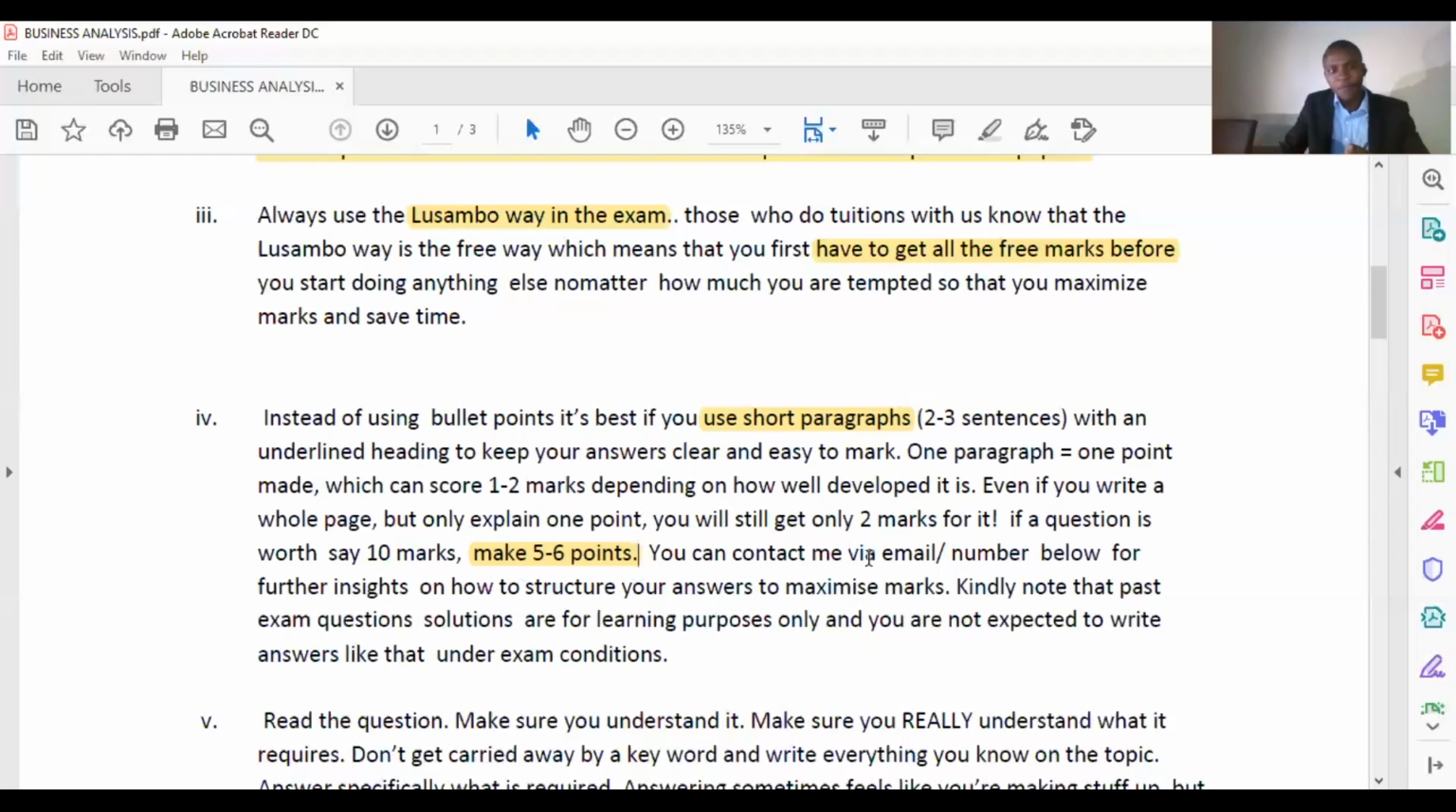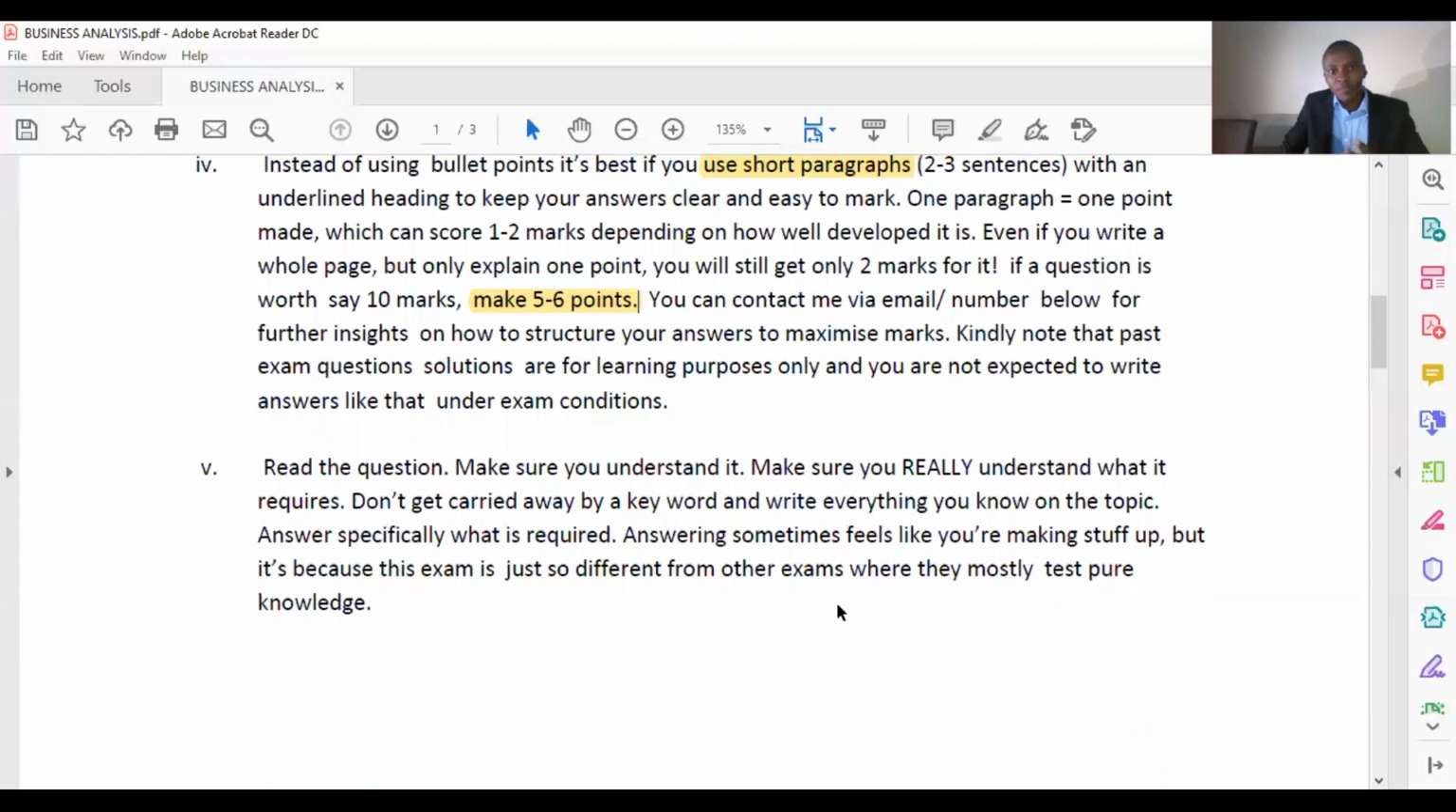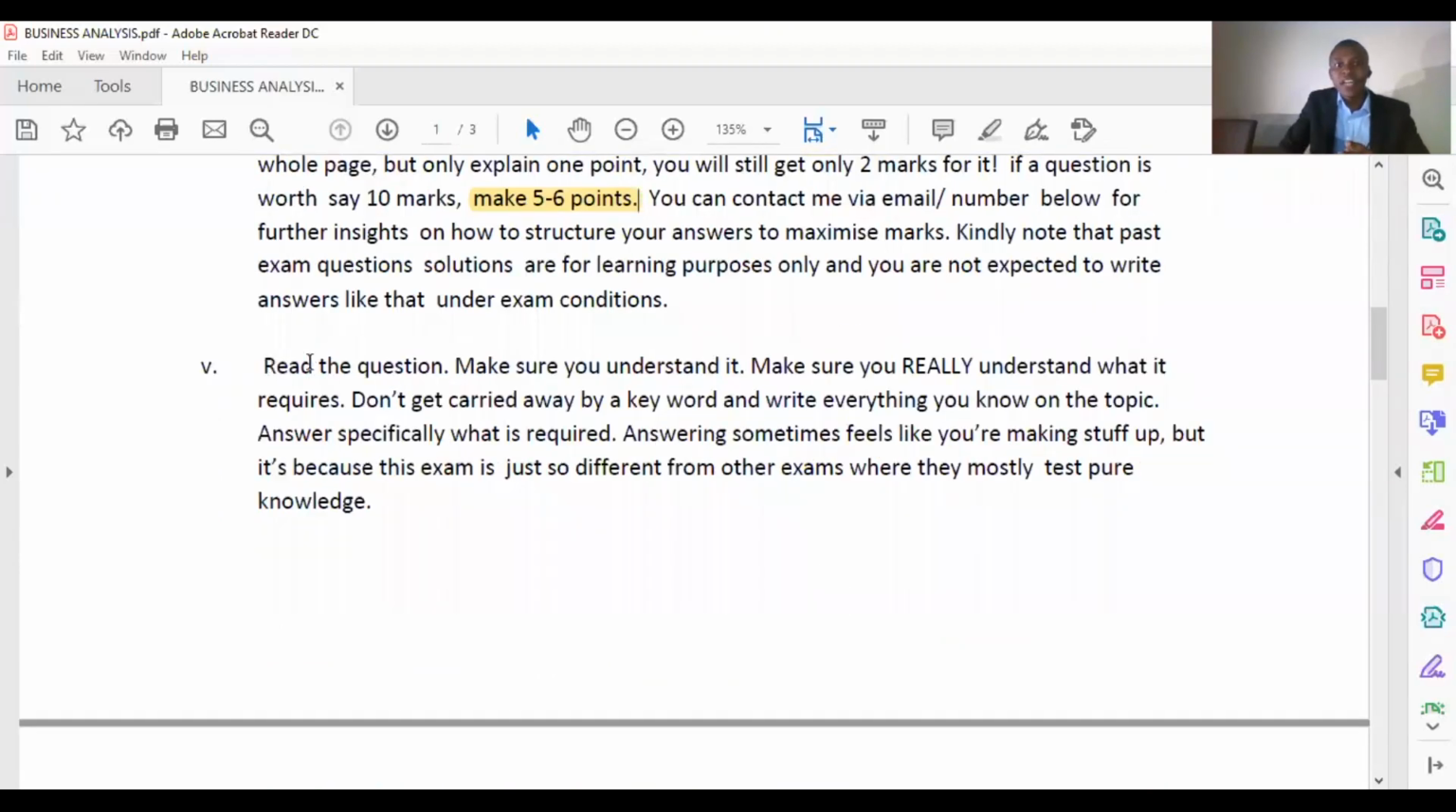Point number 5 is also very important. You must be able to read the question. If you are somebody who rushes because you've seen something similar in a previous exam before, you are always going to get 50% or below. Read the question. Please make sure you understand the question.